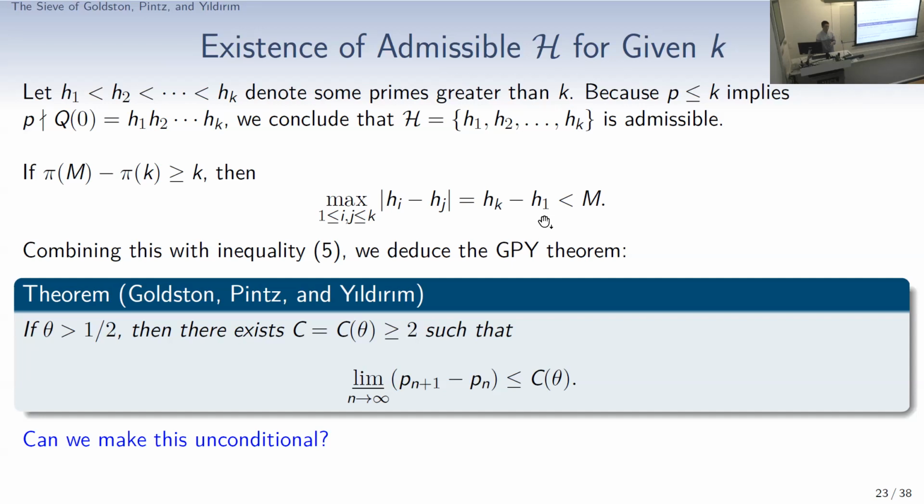Putting everything together, we obtain the GPY theorem, which states that if the level of distribution of prime numbers theta is greater than 1/2, then there exists some constant, which depends on theta, such that the limit infimum of the prime gap function is less than or equal to this constant.